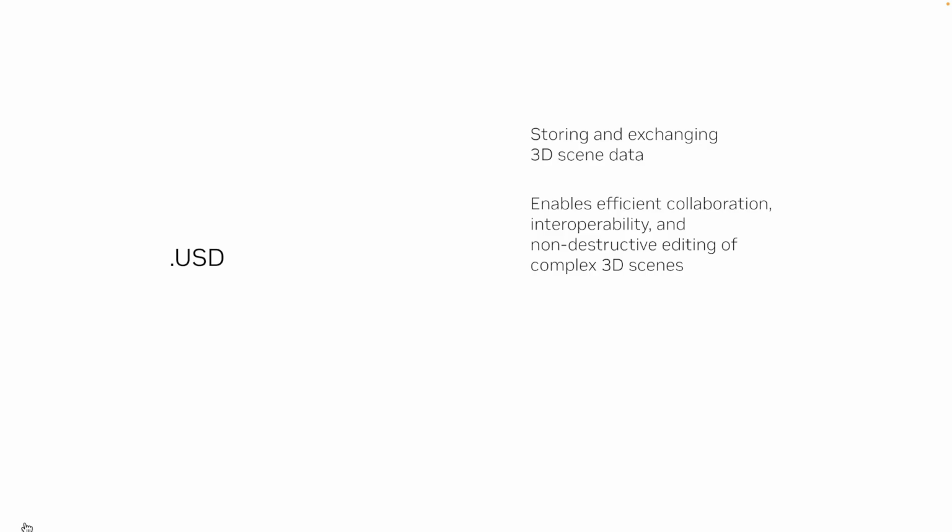In this lesson, we'll explore the core OpenUSD file formats: USD, USDA, USDC, and USDZ. All the formats are used by OpenUSD for storing and exchanging 3D scene data. Understanding how to leverage the various file formats enables efficient collaboration, interoperability, and non-destructive editing of complex 3D scenes. USD file formats support a wide range of 3D data types, including meshes, cameras, lights, and shaders.